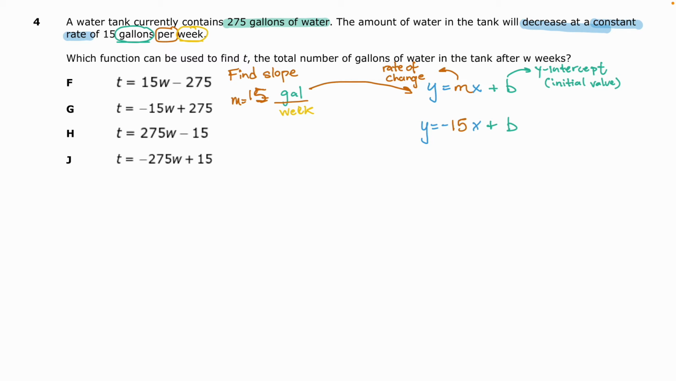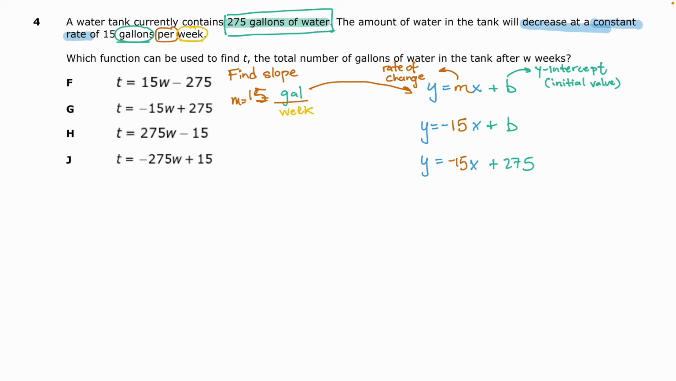The relationship starts with 275 gallons of water. That's our one-time fee or our initial value. So this is going to be negative 15x plus 275 gallons of water.